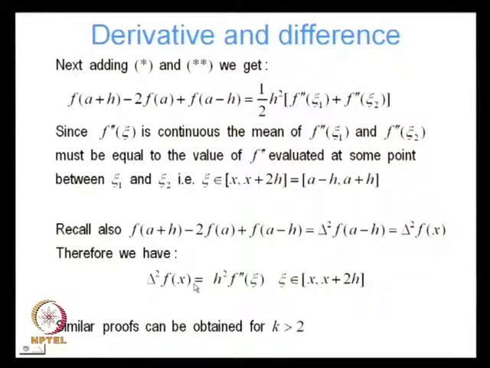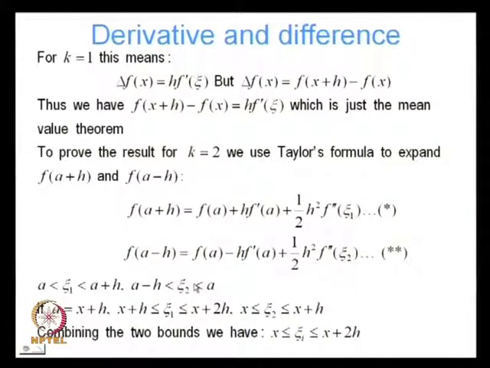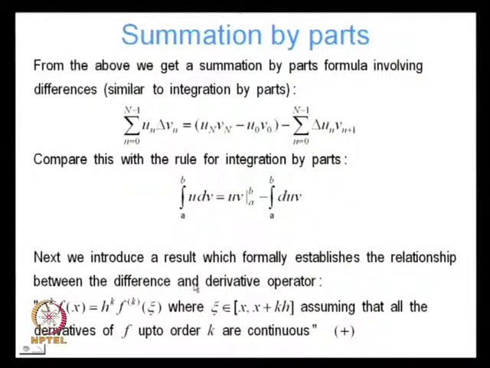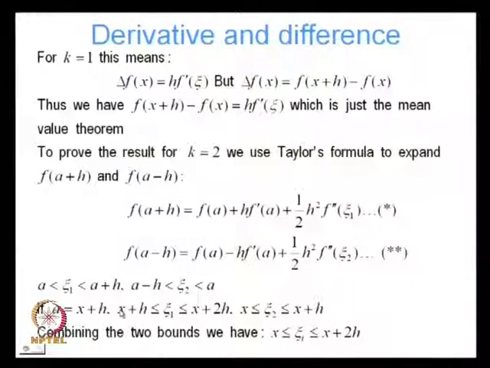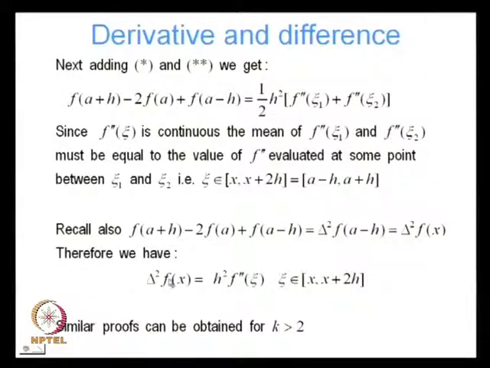So, again we are getting a proof for k equal to 2. Recall our original general expression, del k f(x) is equal to h to the k times f k-th derivative at xi. For k equal to 2 also we have shown that this is true. So, del square f(x) is equal to h square f double prime xi, where xi again belongs to the interval x to x plus 2h. Remember, the interval we said was x to x plus kh. So, now it is exactly x plus 2h because we are looking at the second difference.